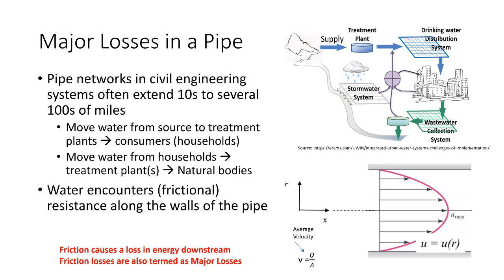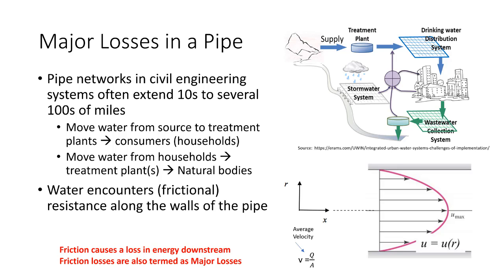And at the same time, we take water from households or the wastewater from our households, move them to treatment plants, and then eventually to natural water bodies. In addition, when there is rain, we collect stormwater and move it either to a treatment plant or discharge it to a surface water body. So in all of these instances, we use pipes.